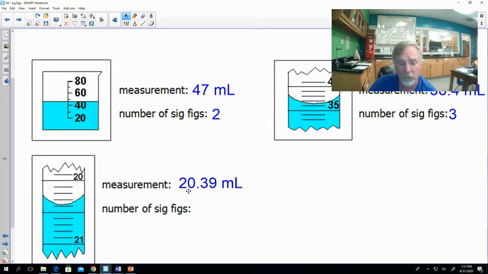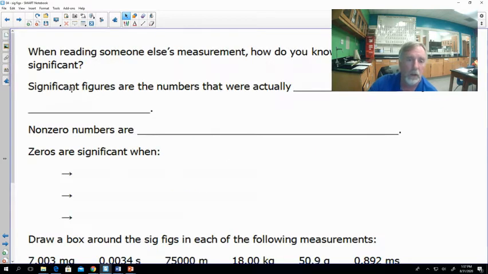How many significant figures do we have here? 1, 2, 3, 4. All right, so that's just a quick review of how we read our measuring instruments and how we figure out what our number of significant figures are. So now just a couple quick more notes to wrap this up. When reading someone else's measurement, how do you know which numbers are significant?